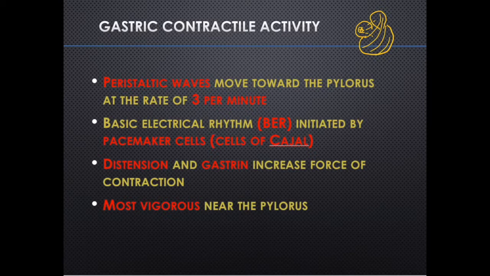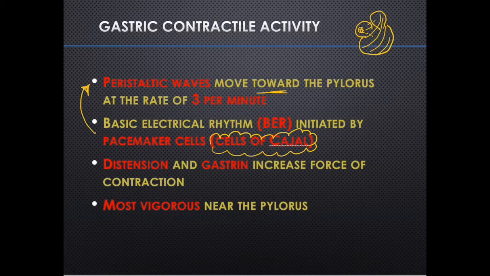Here is the same concept when we deal with the stomach. The stomach also has its own pacemaker, and the pacemaker cells of the stomach, those are the cells of Cajal. Cells of Cajal are going to be acting as the pacemakers that will create the basic electrical rhythm, and this basic electrical rhythm will cause the generation of the peristaltic waves, the contraction waves that will be moving towards the pylorus, and we're going to have 3 peristaltic waves per minute.